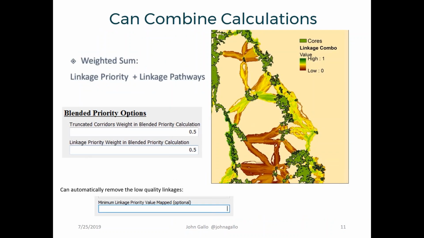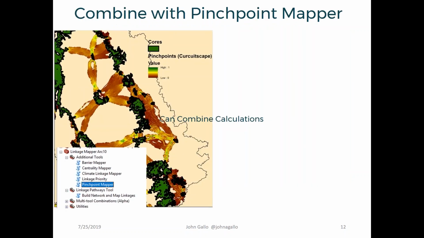And then what you can do is you can then combine that with the linkage pathways in a weighted sum so that you get kind of a combination of both of those products, identifying the importance of where in a linkage the most important paths are and which linkages are most important. And you can set the weights of that sum. You can also automatically remove the low quality linkages. You can also then combine the calculations with pinch point mapper.